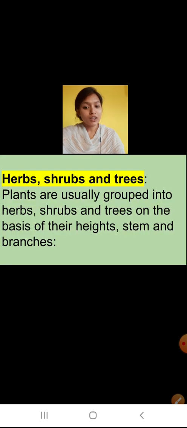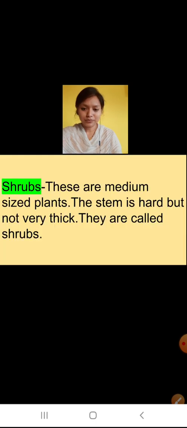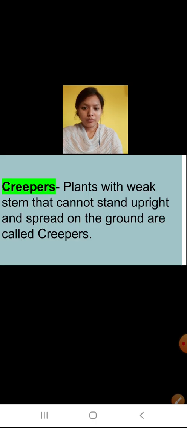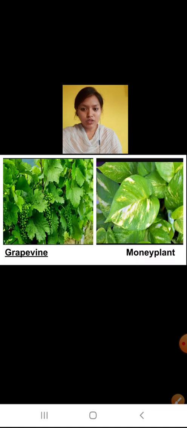Till now, we have started our chapter number 7, that is Getting to Know Plants, and we have studied about different parts of the plants and their function. We studied about the types of plant, that there are three types: herbs, shrubs and trees. And after this, climbers and creepers are also there, and we studied about their parts and the examples also.